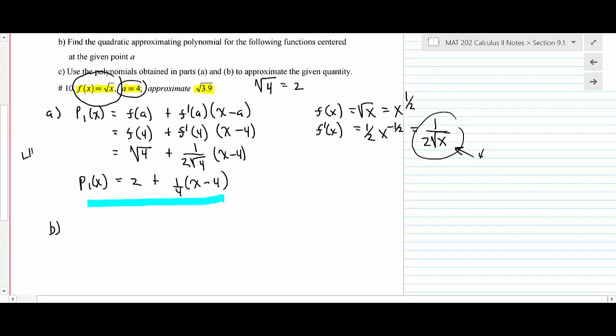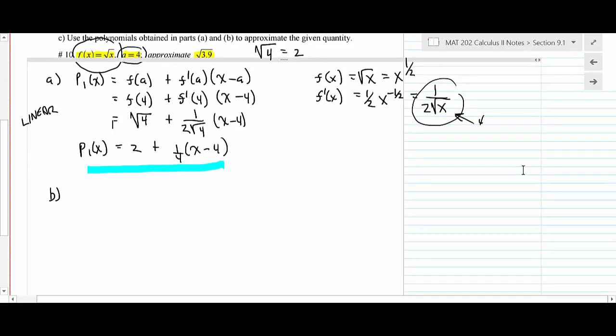Okay, that's step 1. Everybody with me on that? All right, now let's go to quadratic approximation. Now let's write down the formula. When we do quadratic approximation, you're going to do this. Now I'm going to write down the formula, but when you're doing this, the formula kind of goes like this.